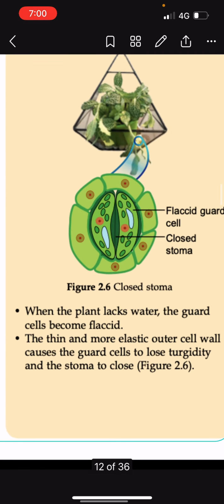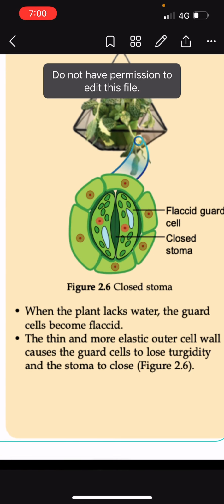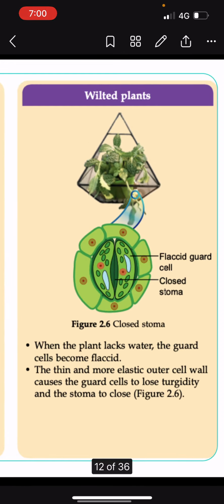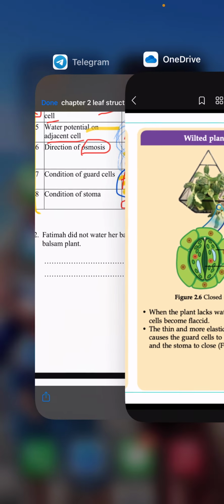So you can see here when plant lacks of water, okay, the gut cell become flaccid. So bila gut cell flaccid, apa tadi jadi pada stomata tadi? Stomata close. So no matter what, okay, no matter what, ada cahaya matahari ataupun ada K+ ion ke tidak, okay, tapi kalau gut cell tu dah become flaccid sebab air tu tak cukup, transpiration is too high, still the stomata close. Okay, alright.